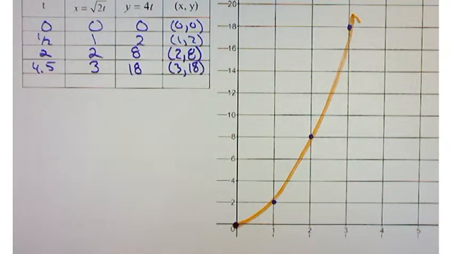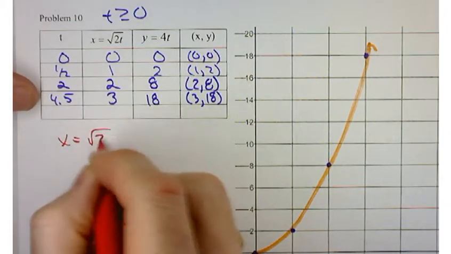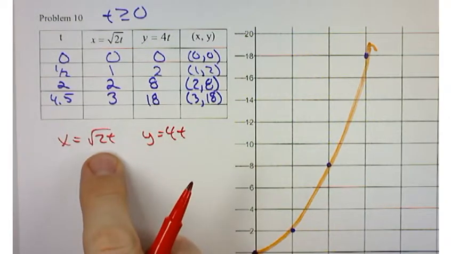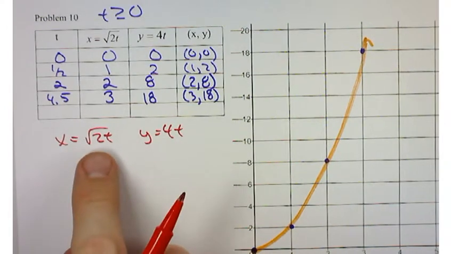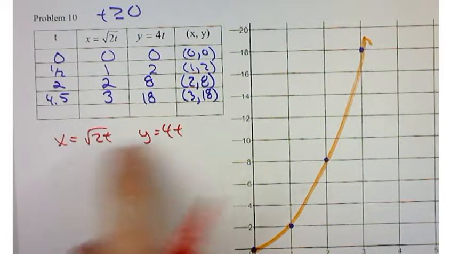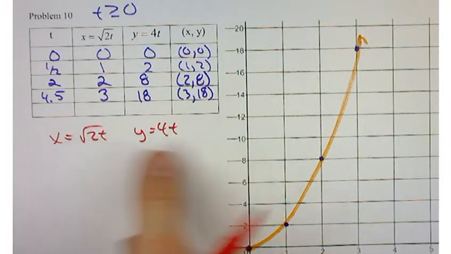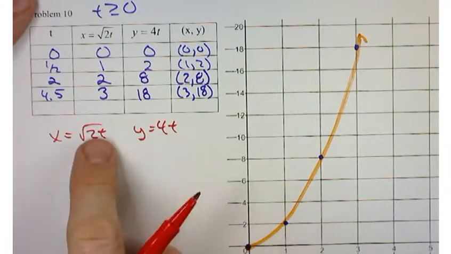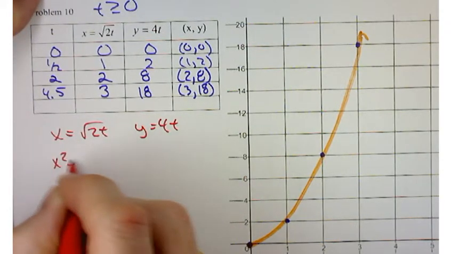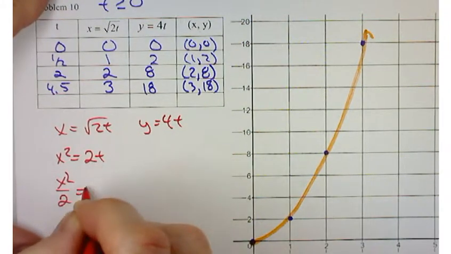So there's a couple ways you can do that. We've got x equals the square root of 2t, and y equals 4 times t. I'd rather solve for t here, because that would get rid of the square root. Instead of taking t as y over 4 and putting it here, I don't like that. So let's solve for t here. How could I get rid of the square root here? Square both sides. x squared equals 2t. x squared over 2 equals t.